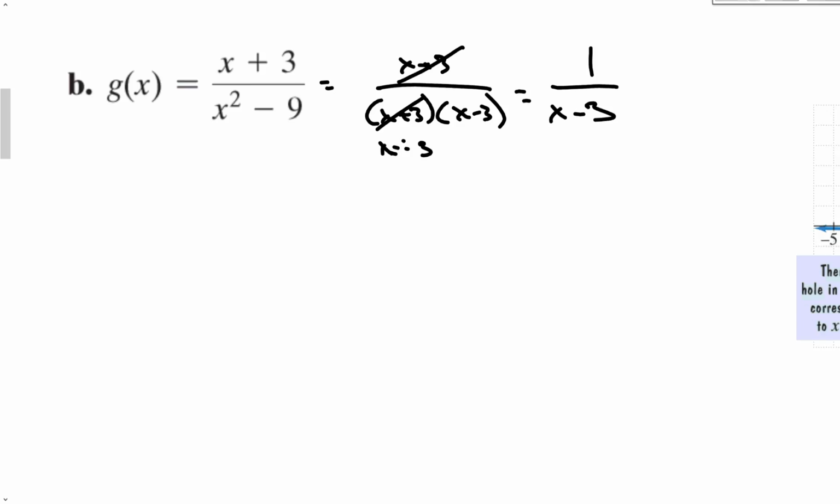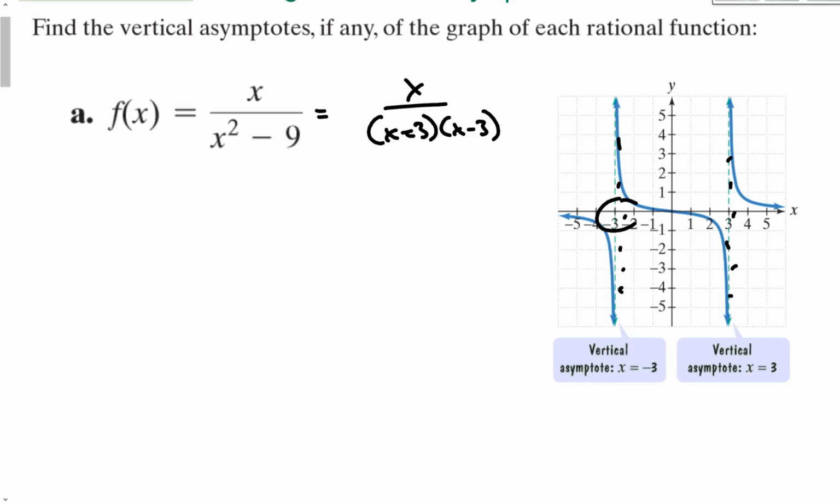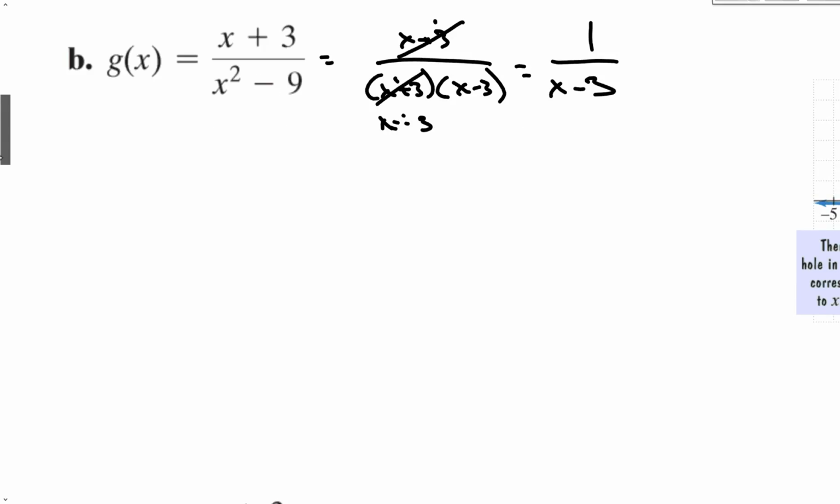When we have something that cancels, we'll talk about this in a few minutes, it becomes something called a hole in the function, or a removable discontinuity. Because look what we did. We removed it. Another name for vertical asymptotes is infinite discontinuities, because at the discontinuity, the function is either going straight up or straight down. They're going to infinity or negative infinity. So another name for vertical asymptotes is infinite discontinuities.